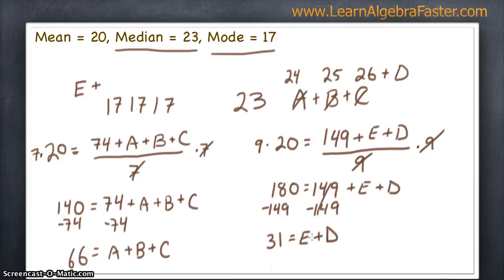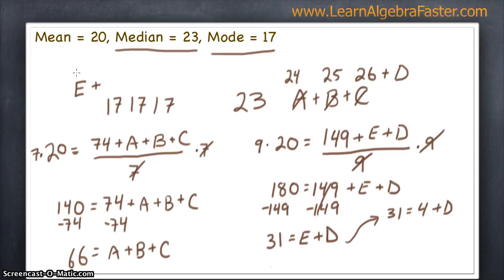Okay, so now we can get a little creative because we're close to the finish line. We know that E and D have to add to get 31 so that we can satisfy our mean. And to make sure that we don't mess up our median, we want one of those to be less than 23 and we want one of those to be greater than 23. Okay, so I'm just going to arbitrarily make E equal to 4, and we'll solve for D.